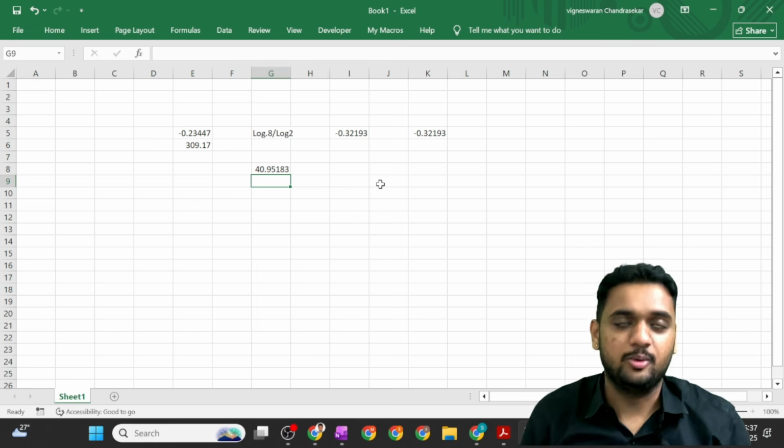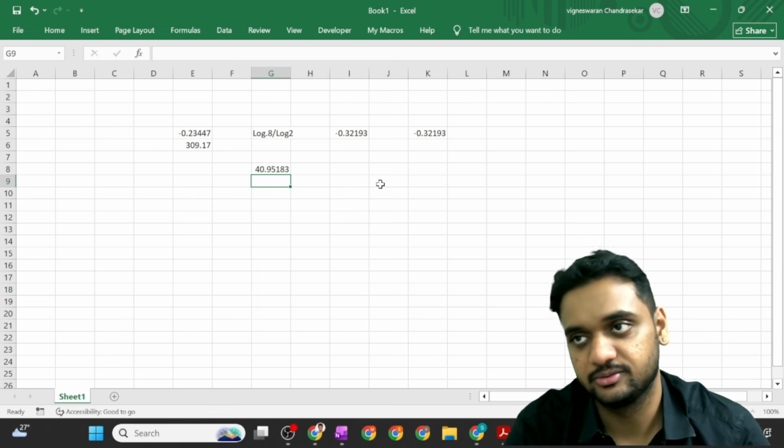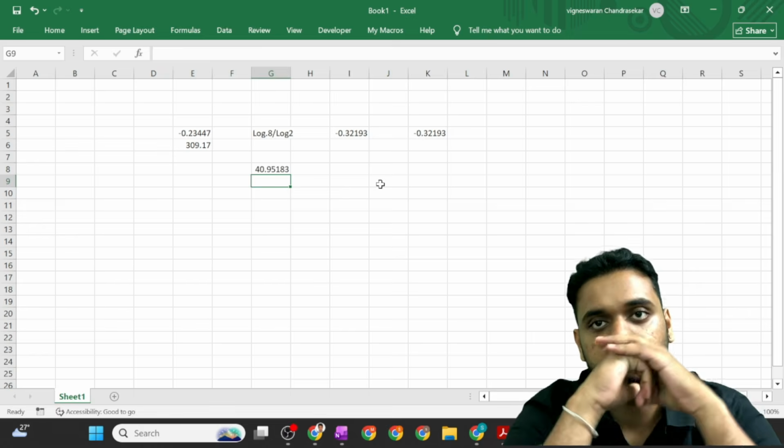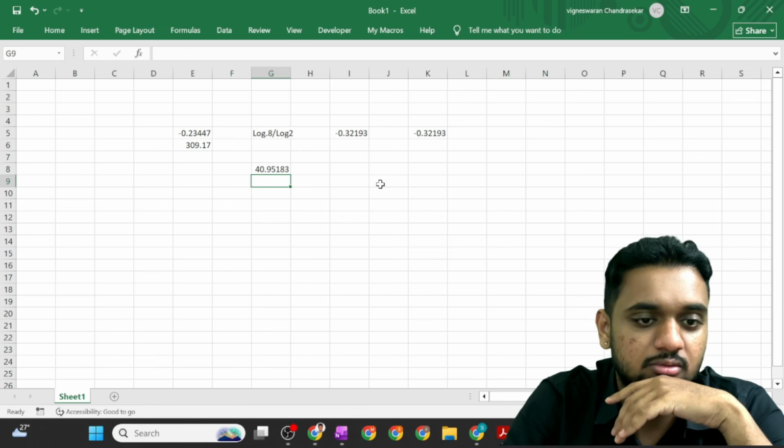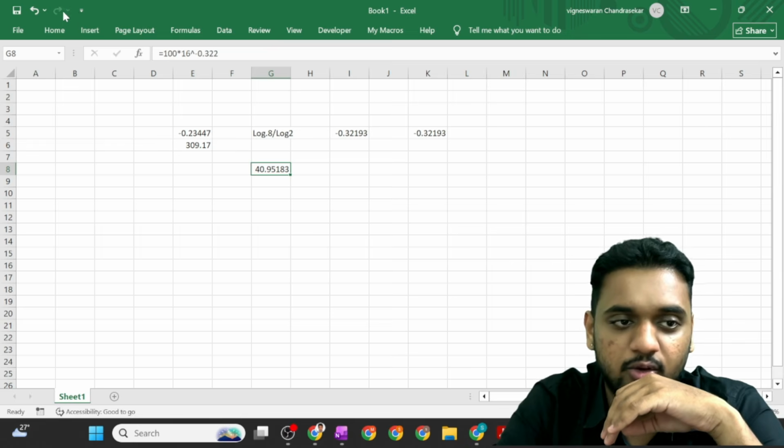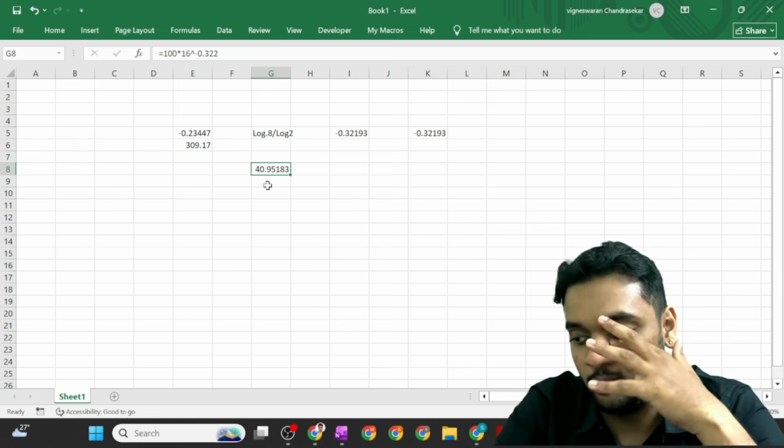X is 16 hours. Cumulative average time per unit for 16 hours is 40.96. Same answer only we are getting. Understood? Same only you will get. Understood all of you? So this is one more way of finding out.